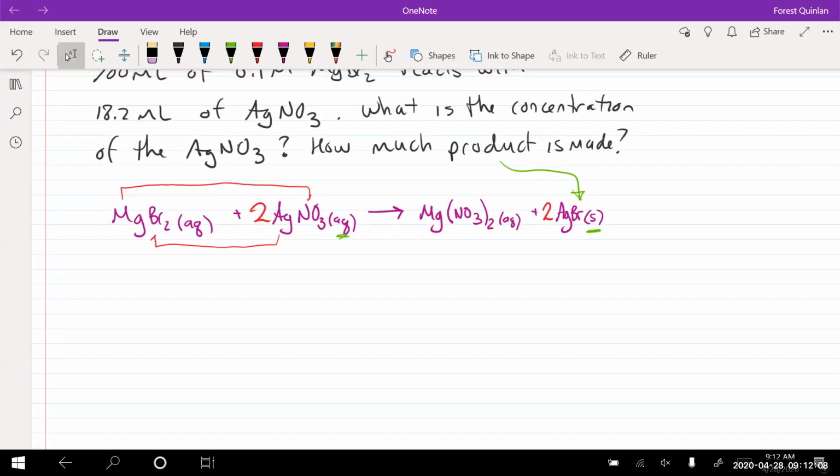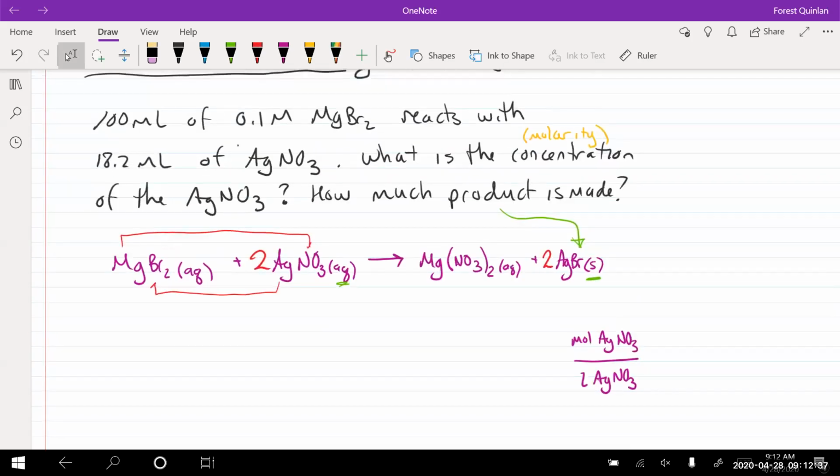The concentration of AgNO3, of course, if we see that word concentration, we should be thinking molarity. So coming down here, let's do the first one. We want the moles of AgNO3 per liter of AgNO3. That's what we're looking for in the first place. And again, we should always be reminding ourselves that this big M is moles per liter.